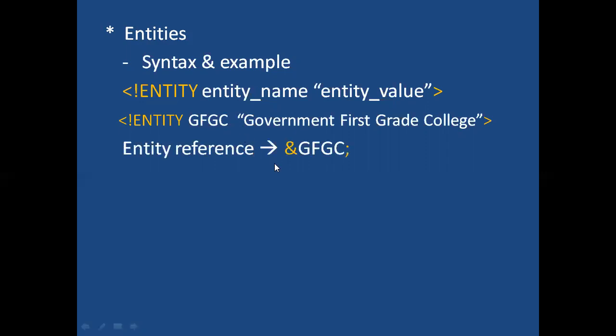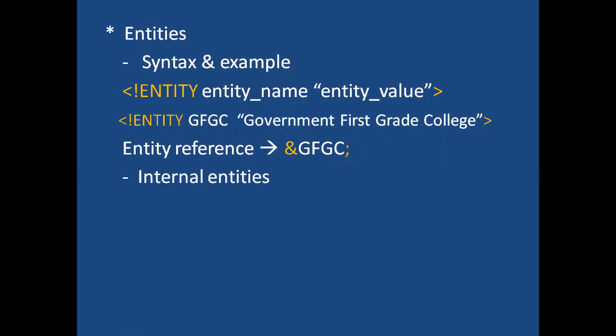Entity reference. A reference to an entity is its name with a prepended ampersand and an appended semicolon. A parser replaces the entity reference with the appropriate replacement text or markup when it encounters the entity reference as it scans the XML document. If this reference appears 10 times in the document, the parser replaces it with the appropriate replacement text. The replacement text here is Government First Grade College.